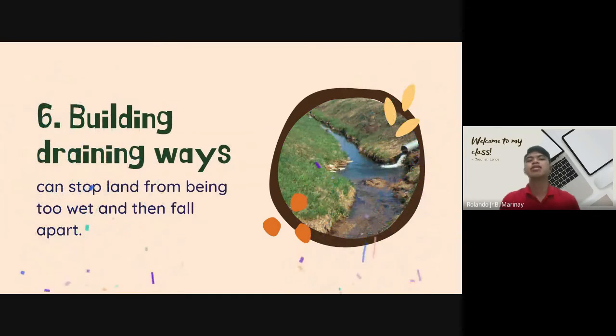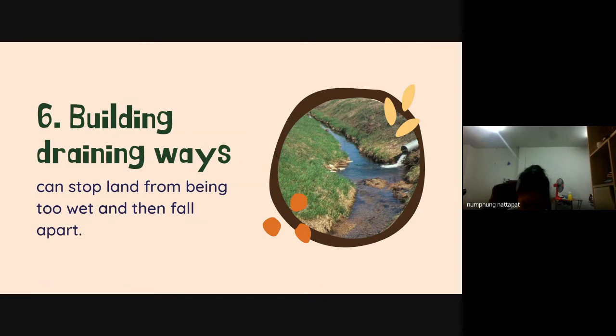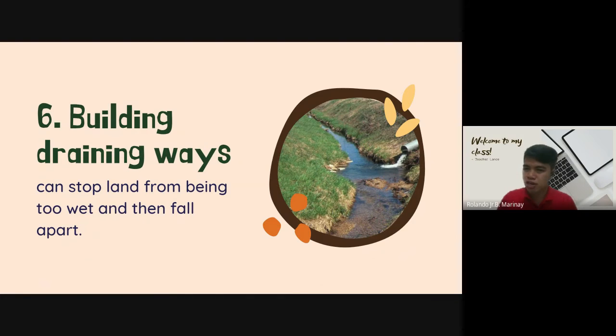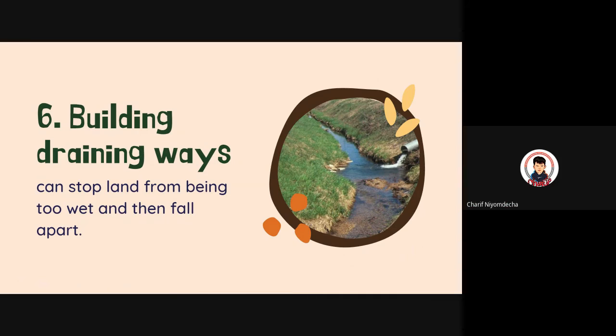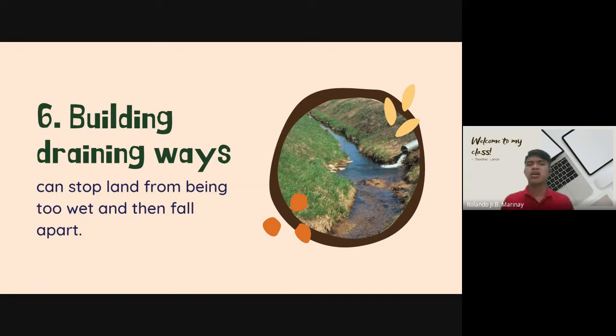Number six is building draining ways. When we build draining ways, it will help stop the land from being too wet and then falling apart. Because there is already a waterway or draining way, it will help the soil to not get too wet and suddenly fall apart.